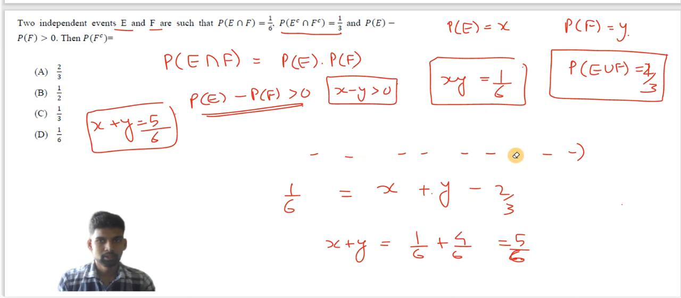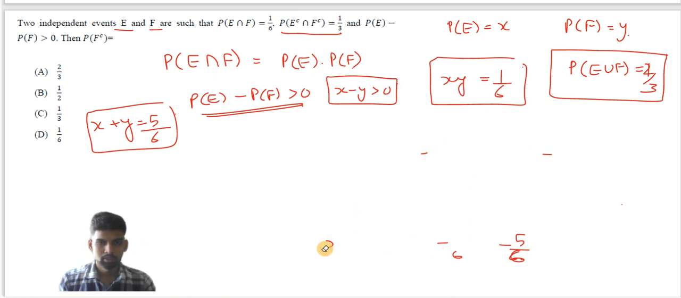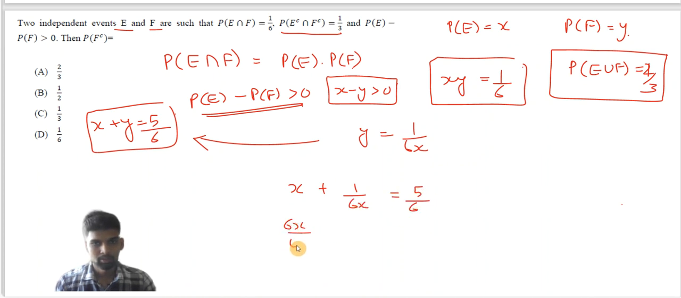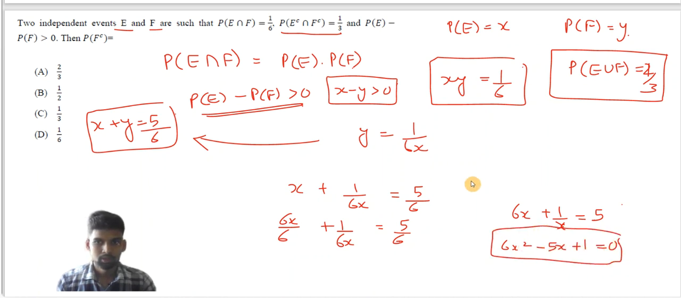Now it's just a problem of mathematics, I mean linear equation solving. So what we will do is substitute for y. y is equal to 1 by 6x. Putting it here, x plus 1 by 6x is 5 by 6. It is 6x by 6 plus 1 by 6x, 5 by 6. The 6 will get cancelled, so it is 6x squared plus 1 is equal to 5x, that is 6x squared minus 5x plus 1 is equal to 0. So this is the quadratic equation.